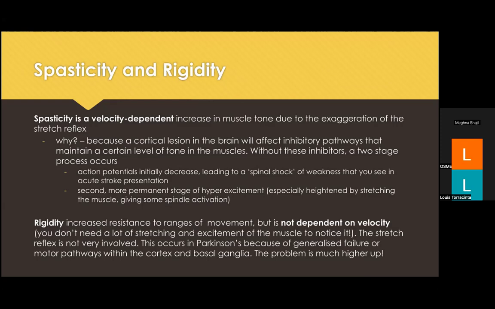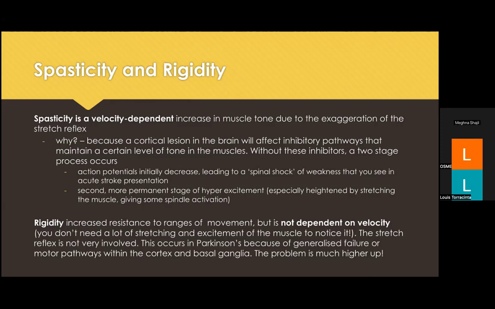Rigidity is different. This is increased resistance to ranges of movement, but it's not dependent on velocity. That's to say, if I move your arm up and down, up and down, up and down, rigidity is not going to change, whereas spasticity will increase the more I move your arm. You won't need much stretching or muscle reflexes to notice rigidity. The stretch reflex is actually not involved at all. It occurs mostly in problems in the basal ganglia.